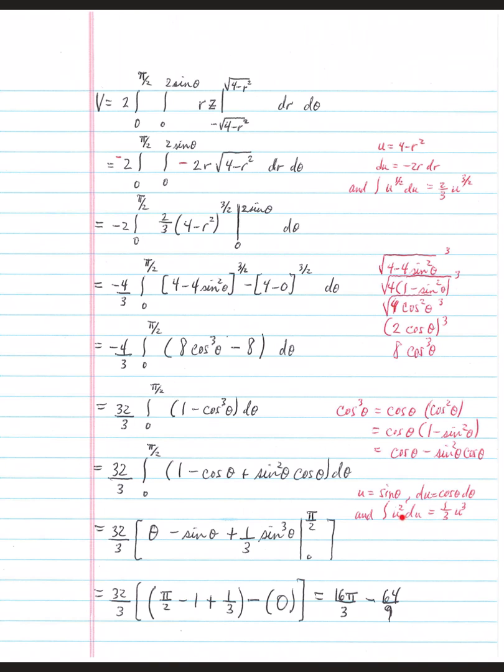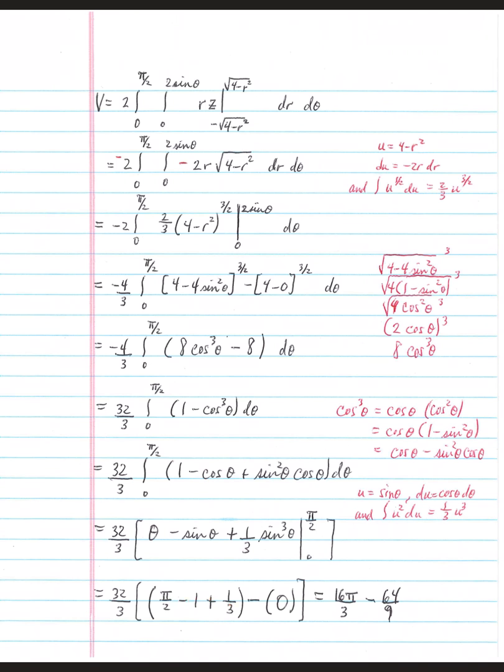The antiderivative of u squared is 1/3 u cubed. Replace theta with pi over 2 and 0. That's going to give you 32/3. Pi over 2 minus sine of pi over 2, that's minus 1, plus 1/3 sine of pi over 2 cubed. Sine of pi over 2 is 1, cubed, still 1, times 1/3.